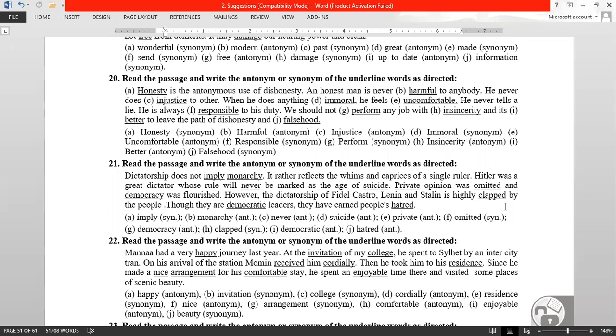Lie. Listen. You can use lie, just lie. Lie is a noun. Lie is a verb. Lie, L-I-E. Or you can use untrue. Here is a word, untrue. Have you heard this word before? Okay, clear. Yes, sir. Any problem? Have you anything to ask? If not, okay, let's move to number 21.